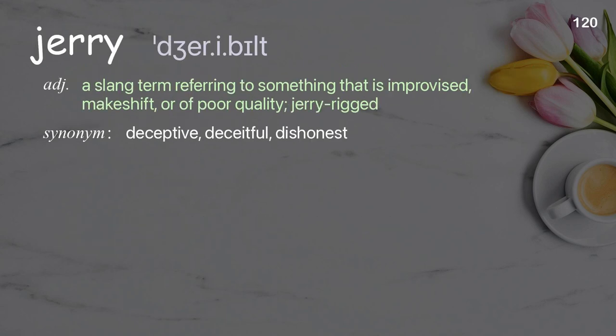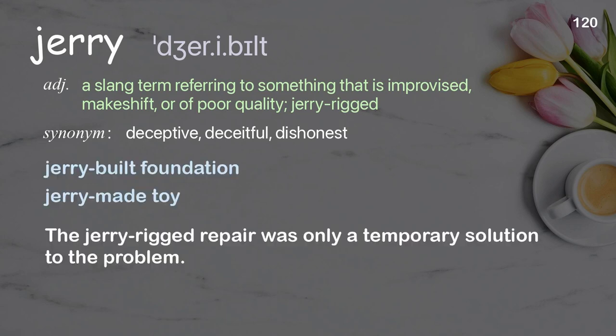Jerry. A slang term referring to something that is improvised, makeshift, or of poor quality, jerry-rigged. Examples: jerry-built foundation, jerry-made toy. The jerry-rigged repair was only a temporary solution to the problem.